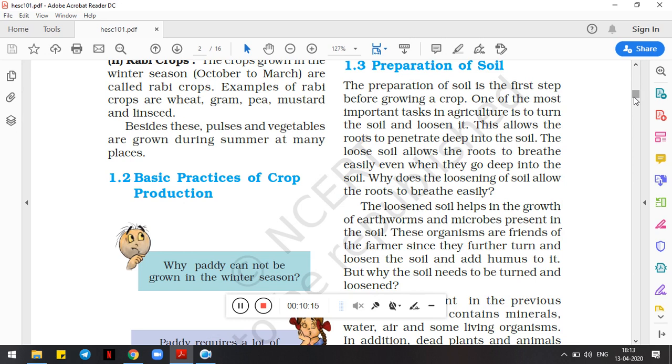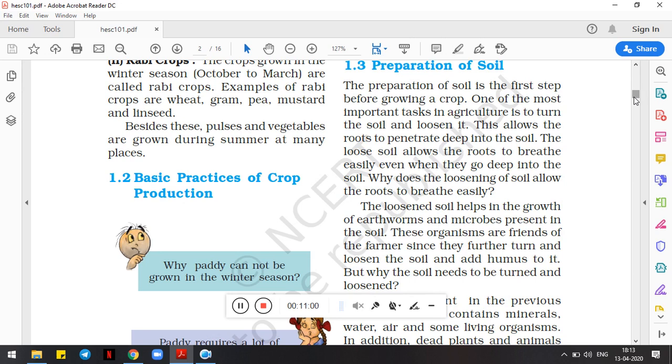Now, your first question is, why is this loosening of soil important? You should try to remember this. This loosened soil helps in the growth of earthworms and microbes. Earthworms, as you know, are called the friends of the farmer. Why? Because when an earthworm moves, it creates space. As a result, the soil becomes a little loose. Now, what do these earthworms excrete? Soil. So again, soil mixed with soil, and that is how the soil becomes rich.